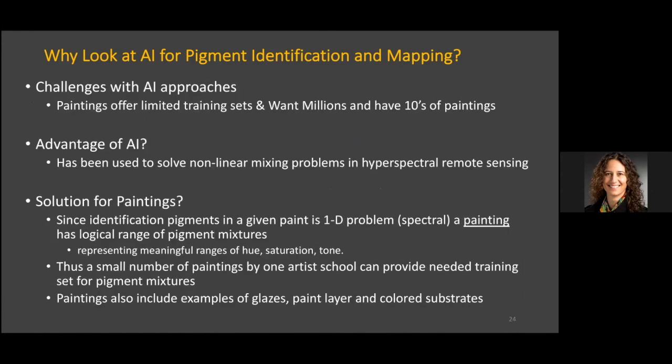So unfortunately, as you know, most neural networks require a significant amount of data to train the model. And this is a challenge since there are not hundreds of studied paintings to use for truth data. On the upside, since neural networks are, as I mentioned, great nonlinear function approximators, they should work well if we can find enough training data. So we decided to constrain the problem by looking at a number of paintings from one artist's school, thus limiting the number of pigments and pigment mixtures used. These paintings also included examples of layered paint and colored substrates. Next, John.